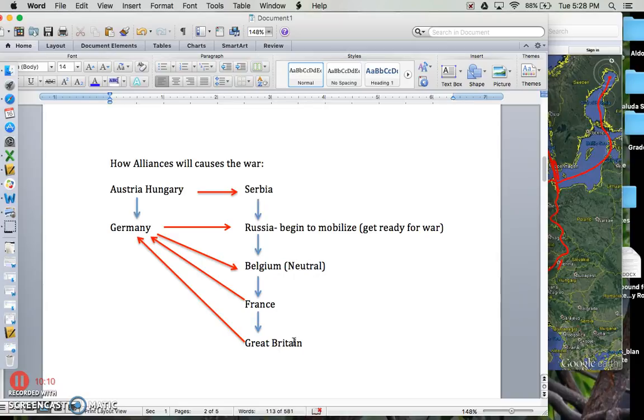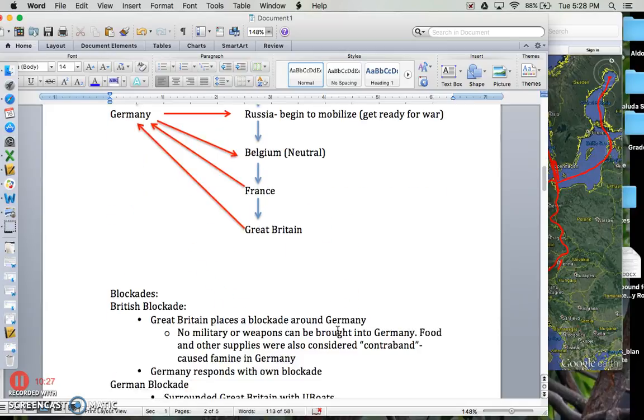Poor guys are going to get the shaft at the end of the war, and Germany's going to get the shaft too. But this is how alliances are basically going to cause a war. What could have been a 1 year tops war between Austria-Hungary and Serbia turns into a giant world war that's going to last for 4 years.